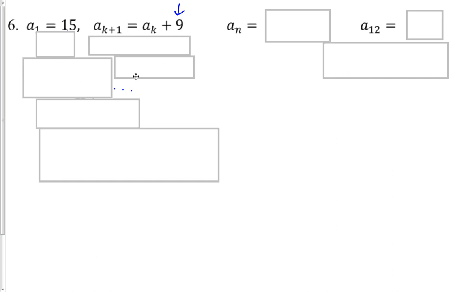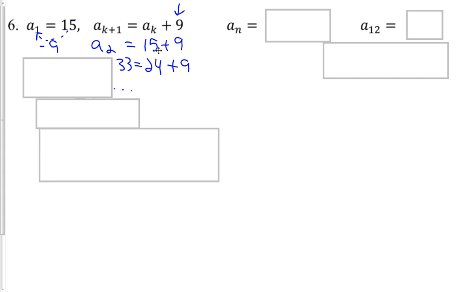Next, we've got a recursive sequence here. The first term is 15, and a sub k plus 1 equals a sub k plus 9. I highly recommend writing out 2 or 3 terms to see what the pattern is. Is plus 9 just all we need, or do we need to see the pattern? So, plug in the pattern. Second term, 9 plus 15 is going to be 24. Third term, 9 plus 24, 33. So I've got 15, 24, 33. Sounds like a plus 9 pattern.